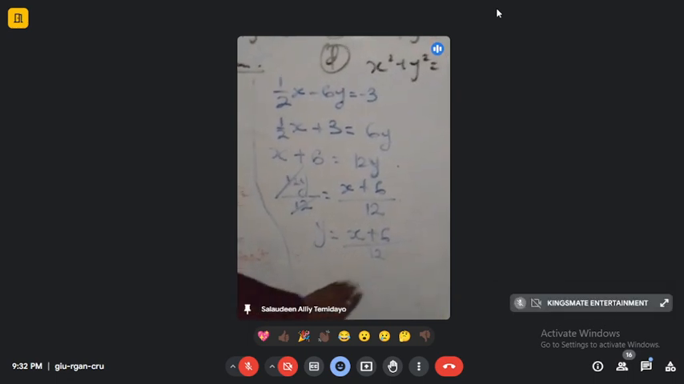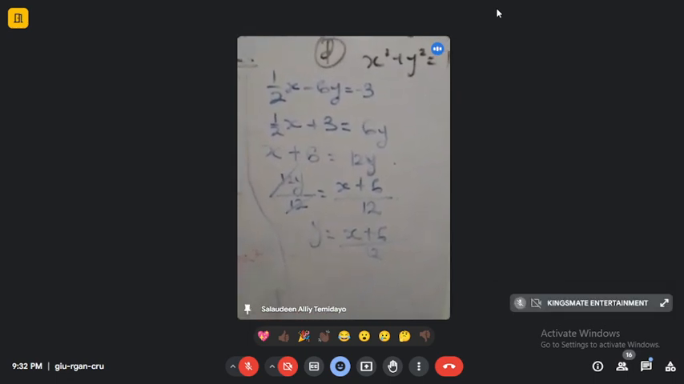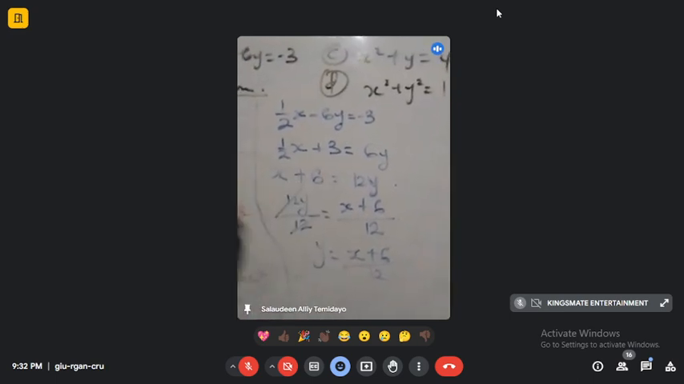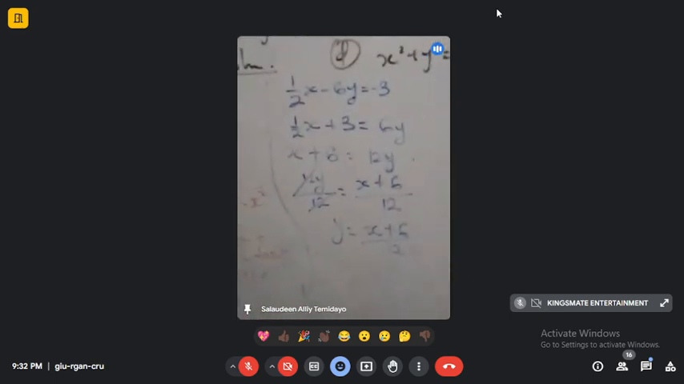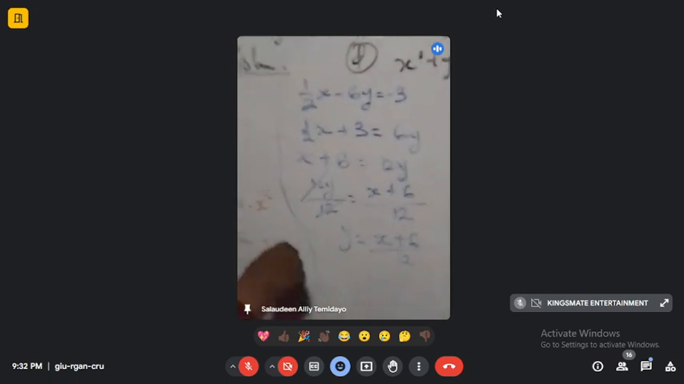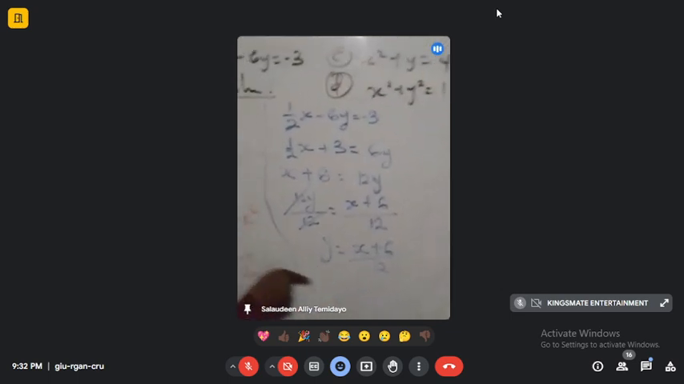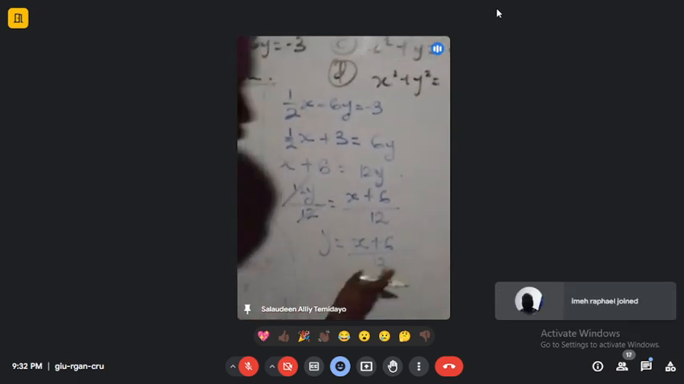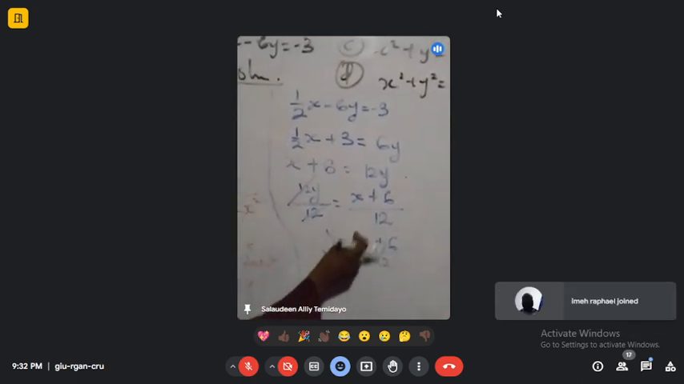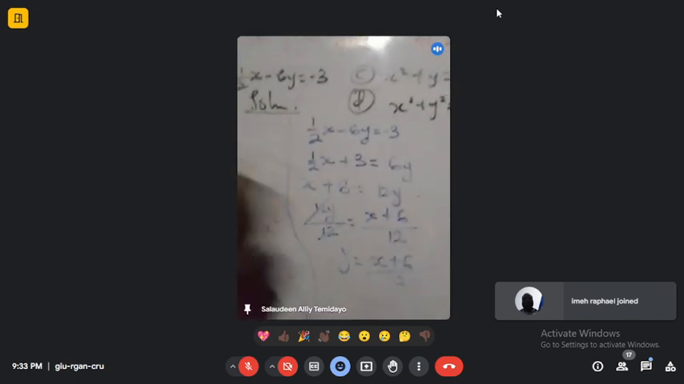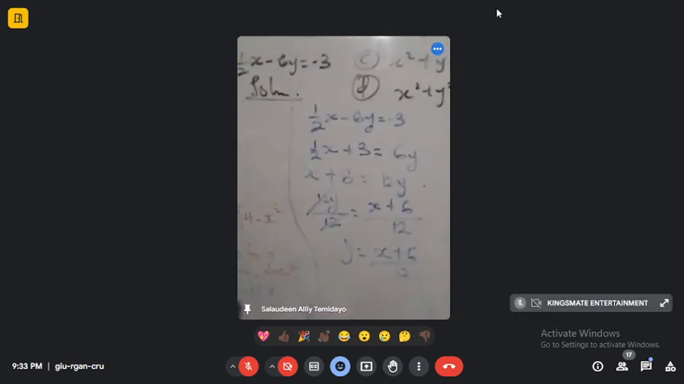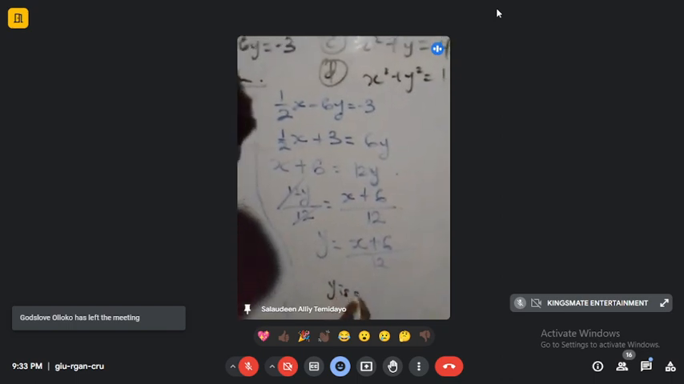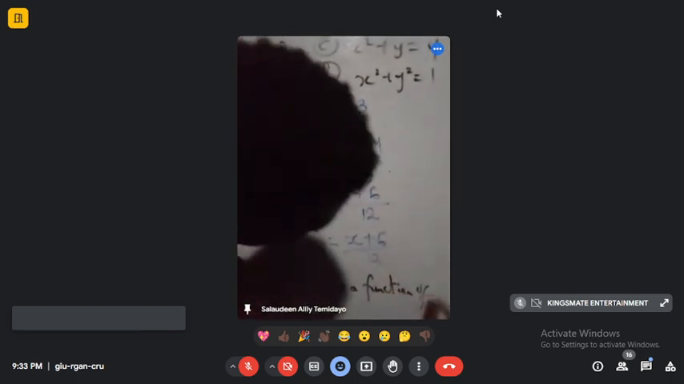Because it's just one value, I will say that y is a function of x. It's either a positive value or a negative value. Once it is positive and negative together inside the value of y, just know that that thing is not a function. So I have just one value now. Let me say x is 1. 1 plus 6, that's 7 over 12. That's just the value, right? So y is a function of x.